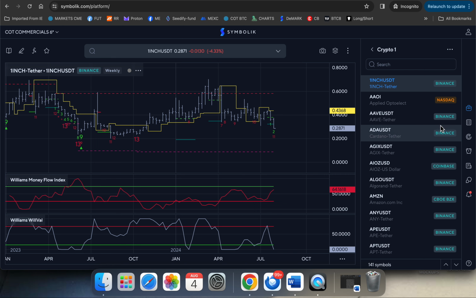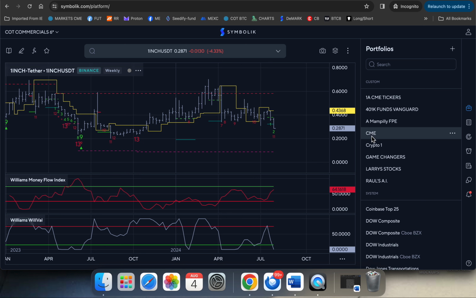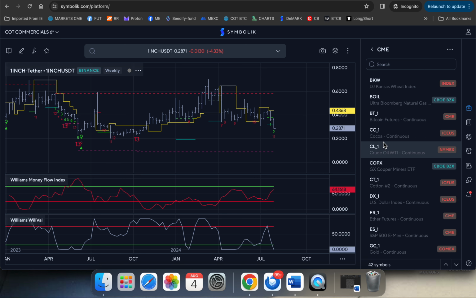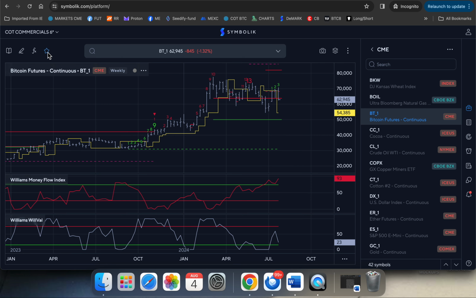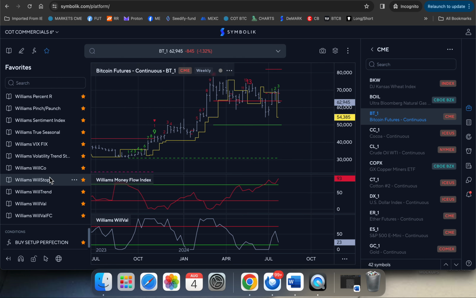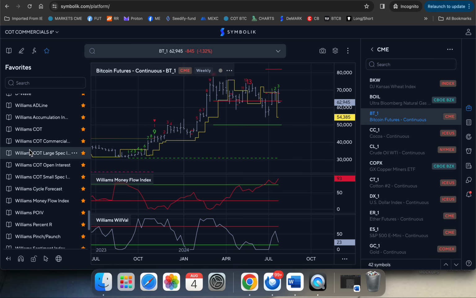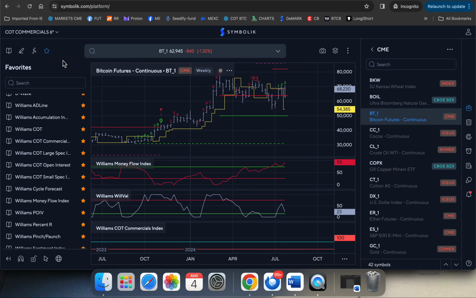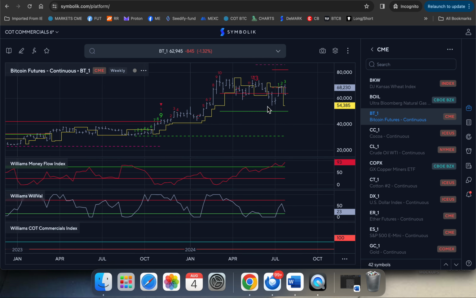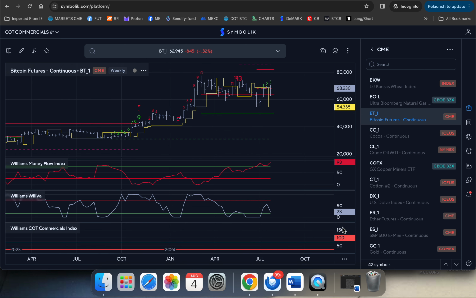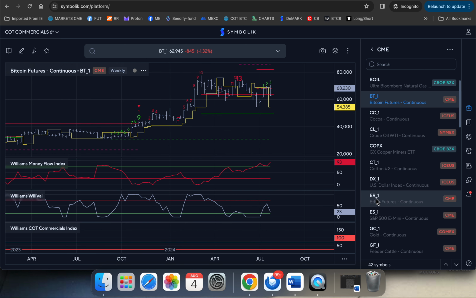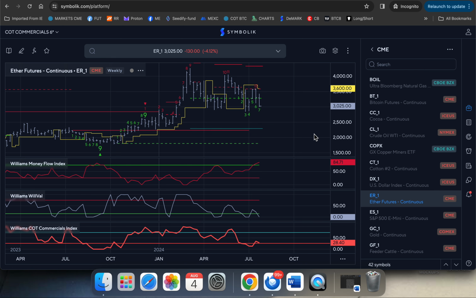The reason I'm saying all this is that I don't have much conviction yet. If you look at the CMEs, the futures on here, and you add Larry's commercial COT indicator on this, I don't know why it's taking so long to load up, but let's try Ethereum. There we go.